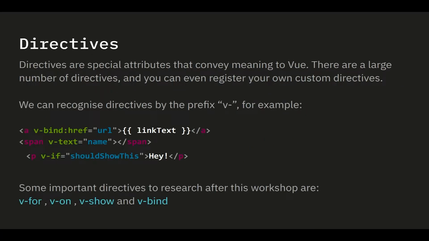And directives. Directives are special attributes that convey meaning to Vue. You basically recognize them by the prefix in front of them, which is v. So you've got v-bind, v-text, v-if. I'll be going over some of these in my demo, but it says you guys should research what some of these mean after this workshop.